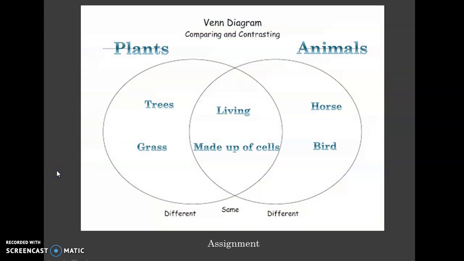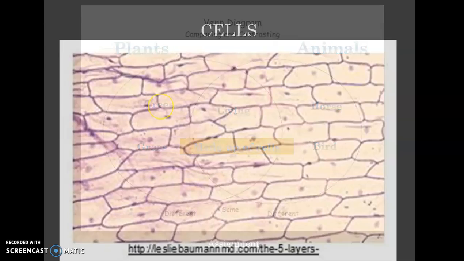We also ended the day yesterday with this Venn diagram here. Plants, trees, grass, animals, horses, birds, but they're compared. They're the same because both are living and both are made up of cells. And again, this is really what we need to focus on today: cells. What are they? How exactly do they look? What's going on with cells? We're going to answer that today and especially next week as well.